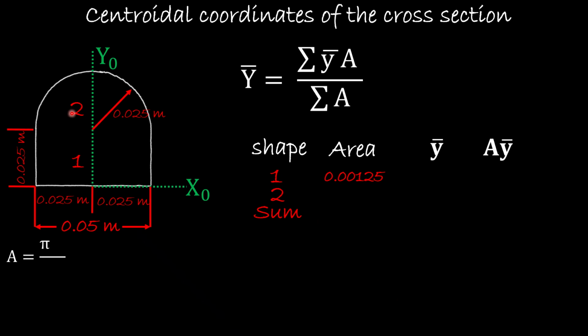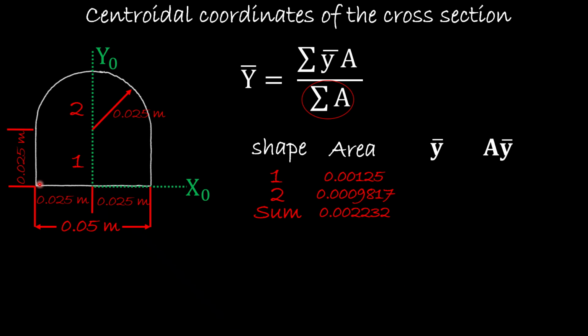Next is the area of shape 2. Shape 2 is half a circle. Area of a circle is pi r squared, then we divide it by 2. That will give us the area of a semicircle. Then we will find that the area for number 2 is 0.000917. We sum these two values and we will get this one. So now we were able to find the sum of the areas right here.